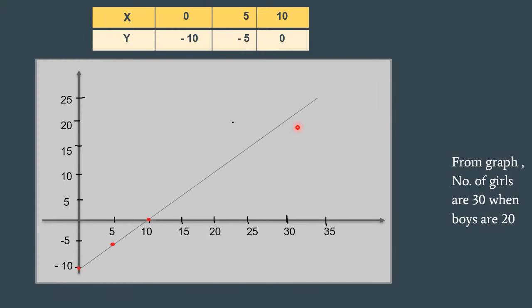Now they asked that you need to find the number of girls when boys are 20. So y is the number of boys. When boys are 20, we need to find the number of girls. So draw a straight line joining these points. Now from this line, draw a straight line towards the x-axis. At x is equal to 30, we are getting y is equal to 20. So the number of girls will be 30 when the number of boys is 20.